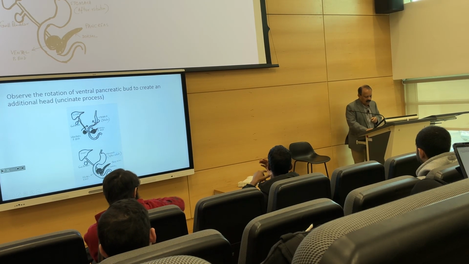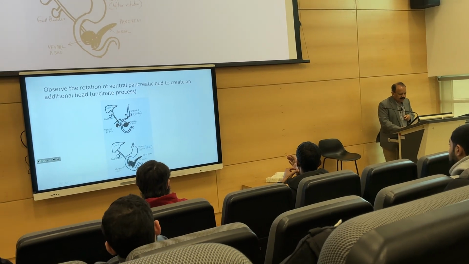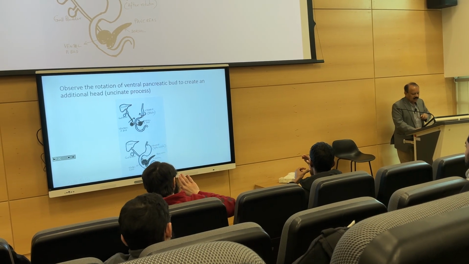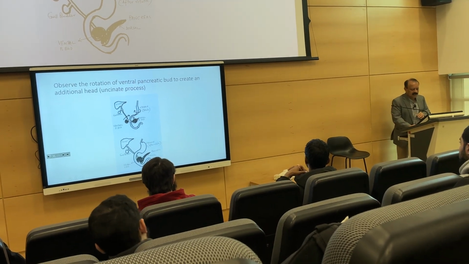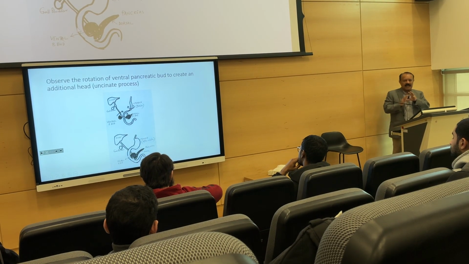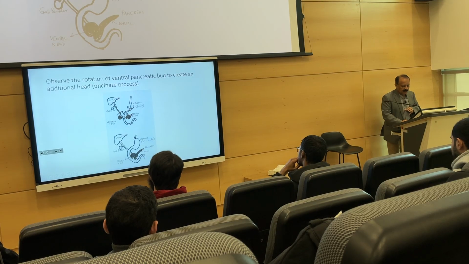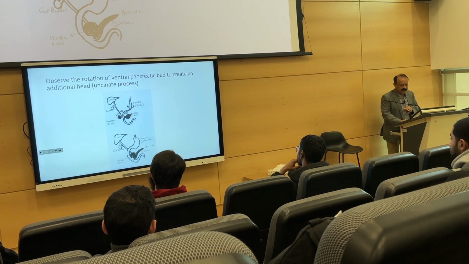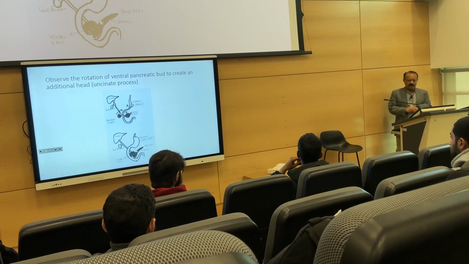So therefore, look at my diagram. The ventral pancreatic bud has gone and attached to the dorsal pancreatic bud. This is the attachment. But the main part of the pancreas is coming from the dorsal pancreatic part, forming the neck, body, and the tail. You like my diagram? Yes.